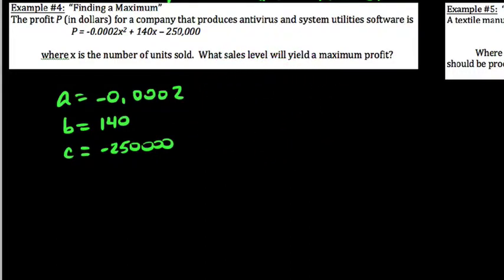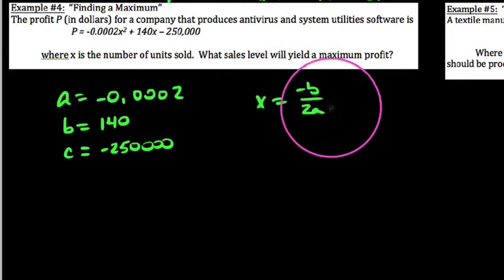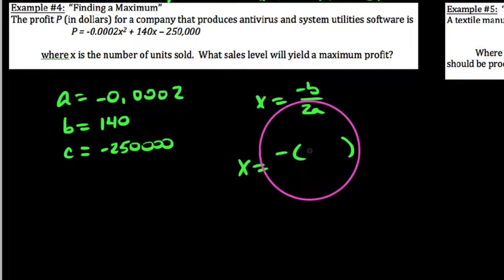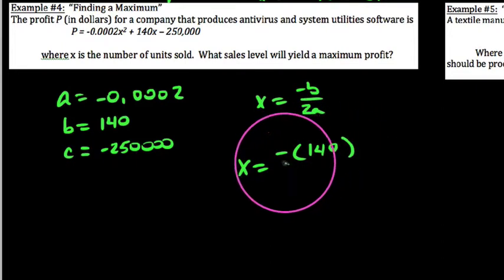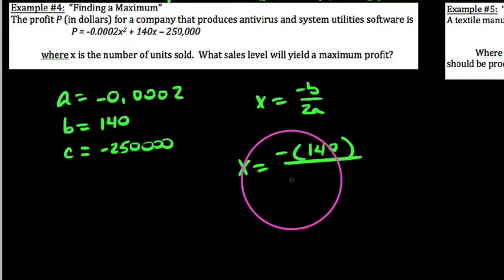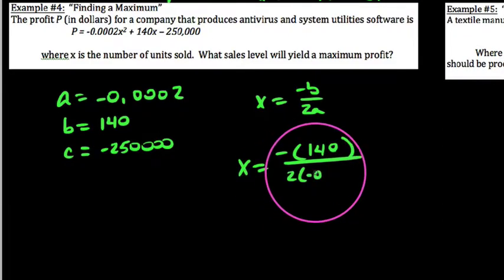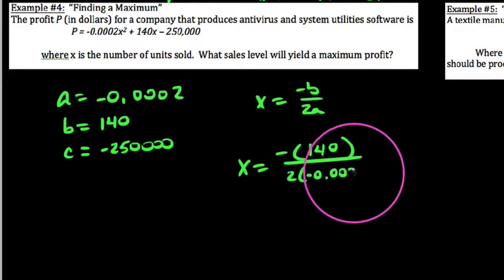According to our definition up here, we just need x equal to negative b over 2a. We just plug these values in. It's super simple, guys. So we say negative b, so negative 140, over 2 times the input of a. This input here is negative 0.0002.